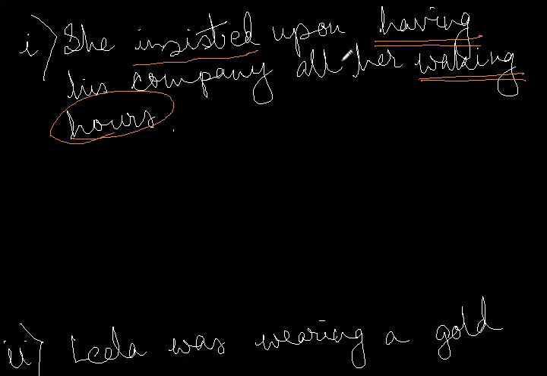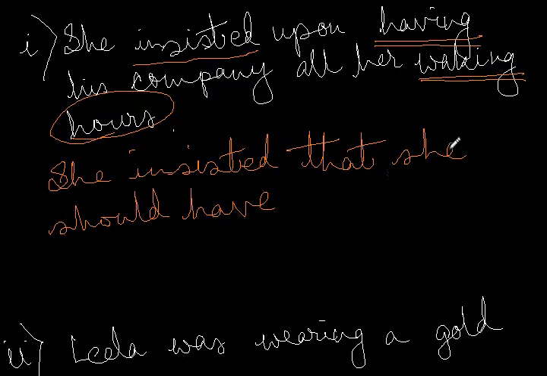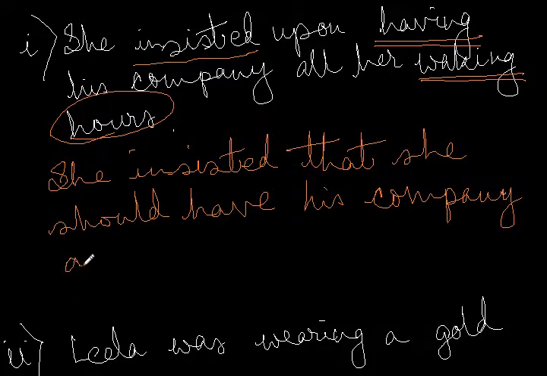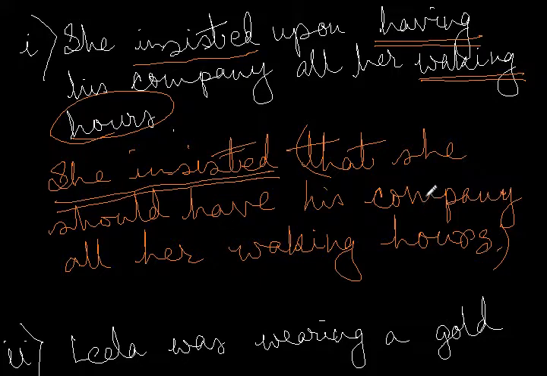Now we have got to make it a complex sentence. So what are we going to do? We're going to write, she insisted that she should have. See how this second finite verb is coming into business. She insisted that she should have his company all her waking hours. Now, as you can see, now we have got one main clause which is she insisted, and one subordinate clause, that she should have his company all her waking hours, and there are two finite verbs, insisted and should have. Now this is a complex sentence.